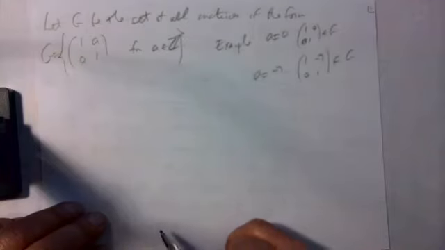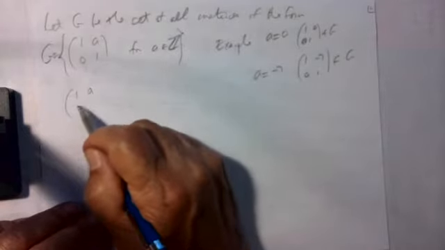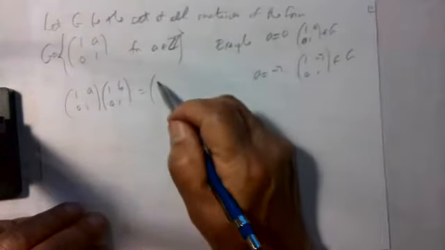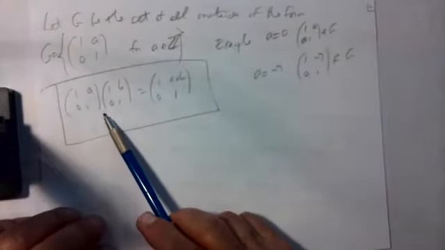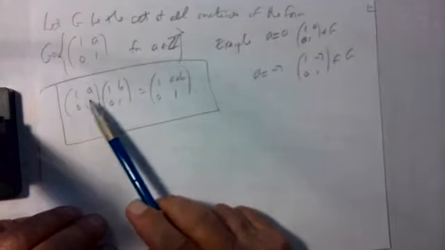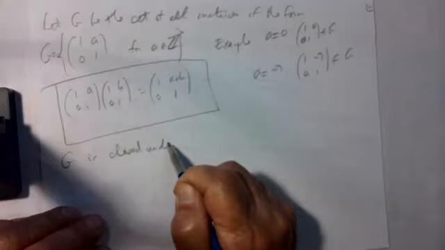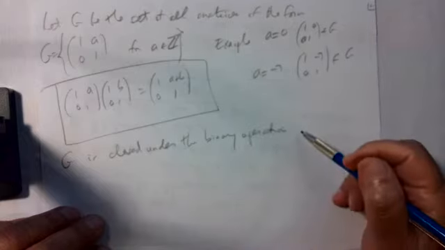And we want to prove this is an abelian group. So let's just check all the properties. First of all, you have to know how to multiply matrices. These are simple matrices, simple form. If you multiply these two matrices with A here and B here, you get 1, 0, A plus B there, and 1 there. So the group operation is matrix multiplication. And when you multiply two matrices of this form, you get another matrix of this form. So G is closed under the binary operation of matrix multiplication.